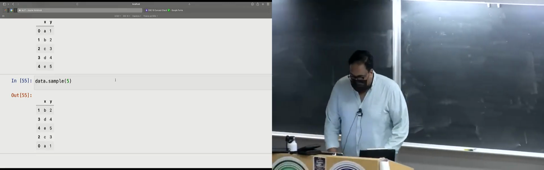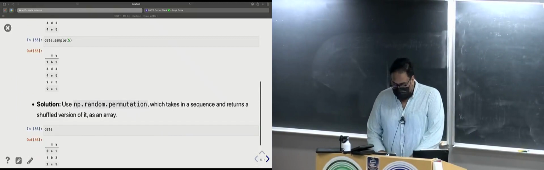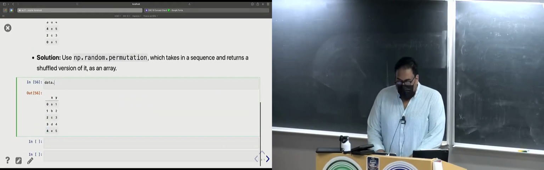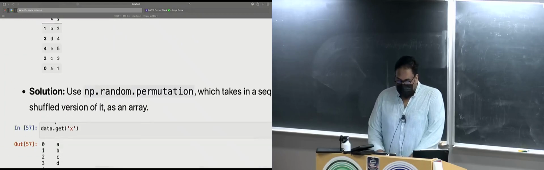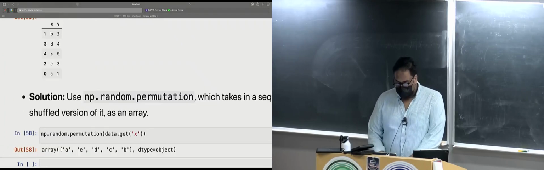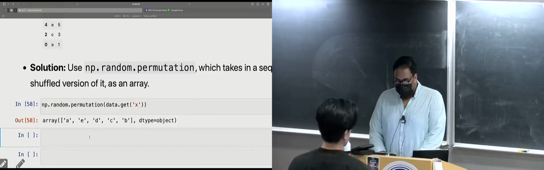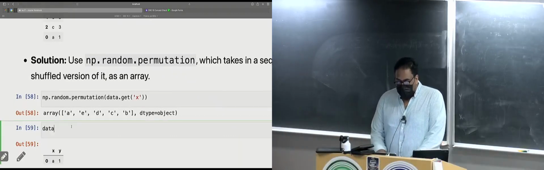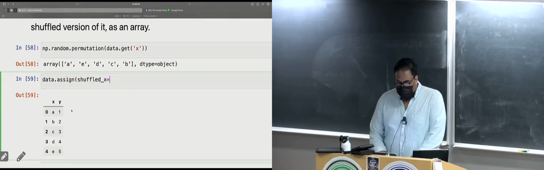Instead, what we need to use is this other function, np.random.permutation. And here's how that works. I'm going to get the x column here. That's a series. And I'm going to give it to np.random.permutation. Okay? And so now before it was A, B, C, D, E. Now it's A, E, D, C, B. Okay? And what I can do is assign this column back to the data frame.